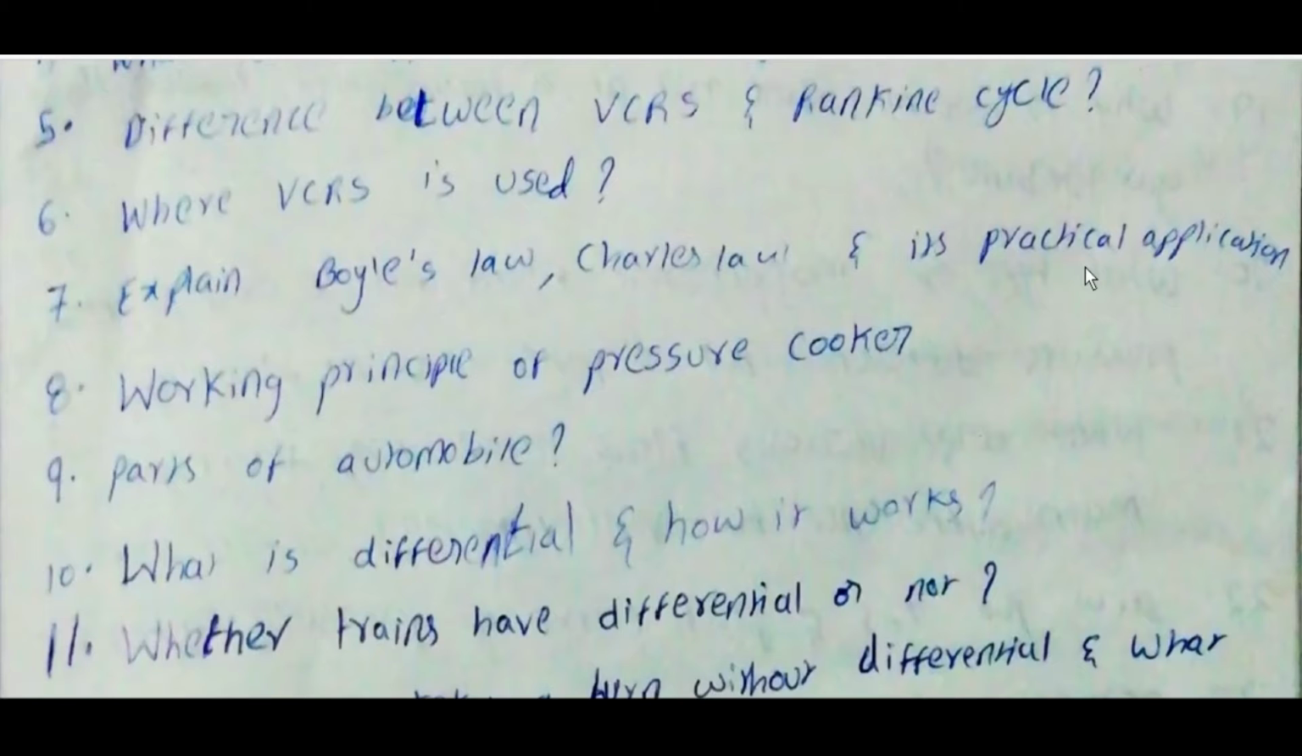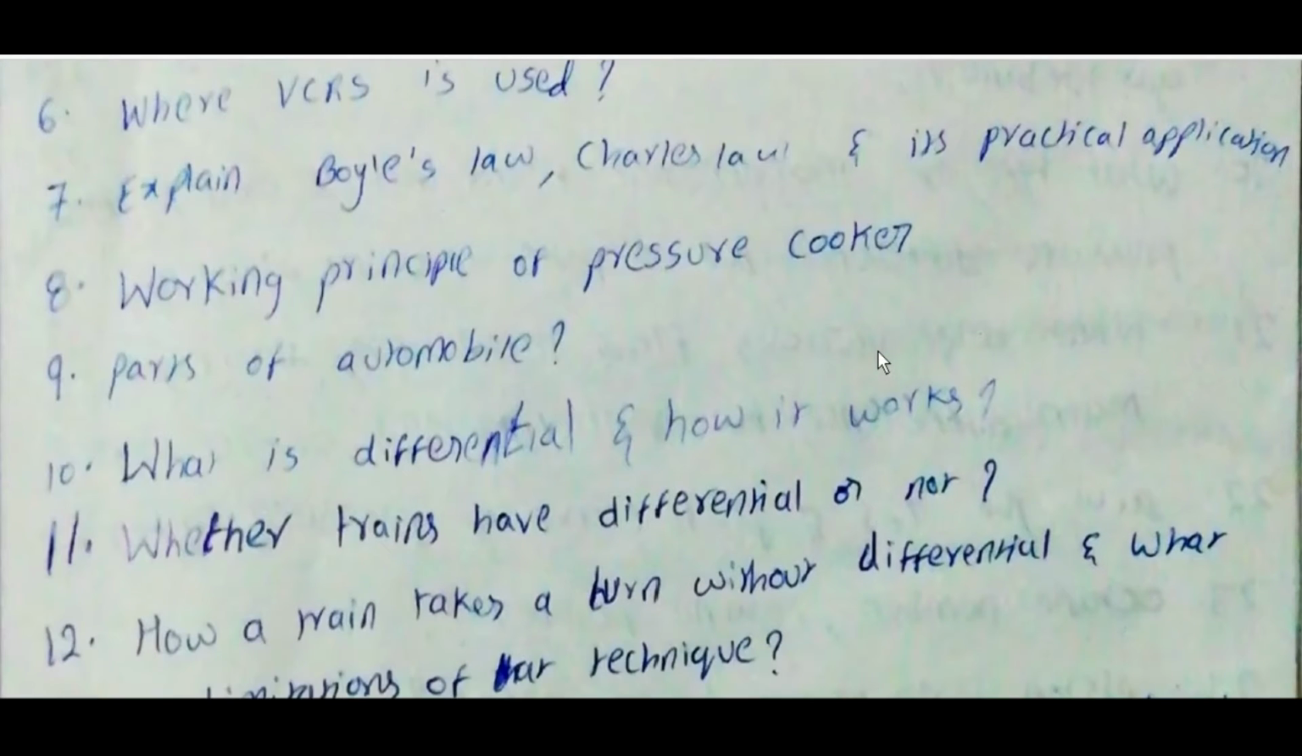Avogadro's law: V is directly proportional to n, where n is the number of moles. Ideal gas law: PV is equal to nRT. R, the universal gas constant, is equal to 8.314 kilojoule per kilomole Kelvin, or joule per mole Kelvin. Gay-Lussac's law: P is directly proportional to T at constant volume and number of moles, amount of gas.